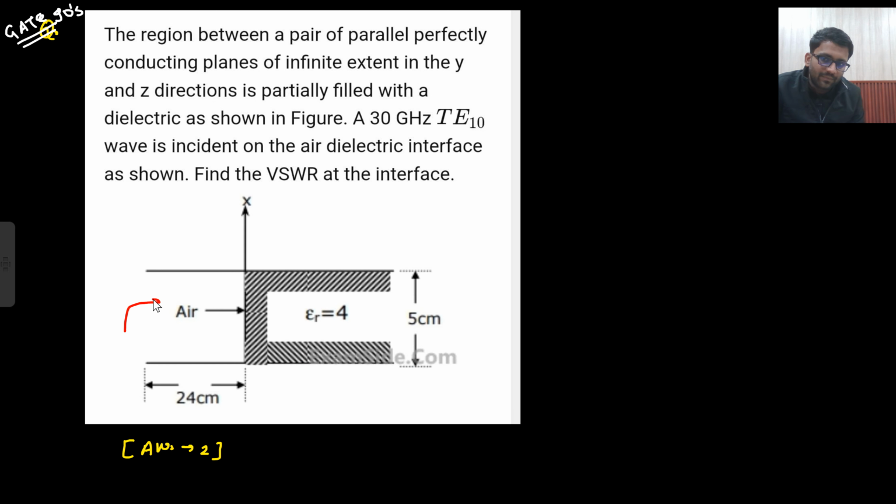A wave will come. It will propagate in air. Now there is a change of medium in between. Here there was air, but here there is a dielectric having epsilon 4. So this is your medium 1, this is your medium 2, and a wave is coming. If there is a change of medium, then what will happen? There will be reflection. The incident wave and reflected wave, both combined, will make the standing wave pattern. So that is the VSWR they are asking.